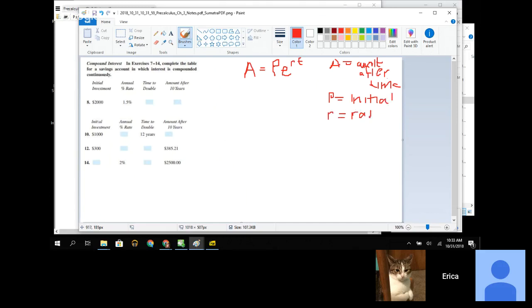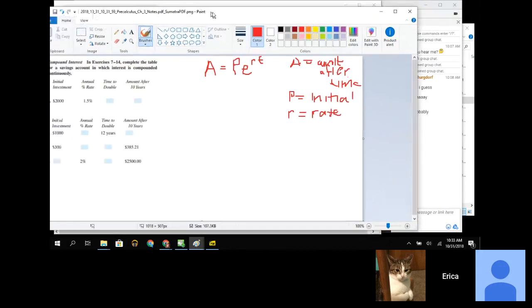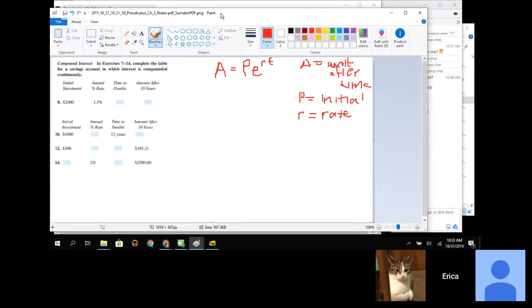And what do we always put rate in? Do we put it in percent or do we put it in a decimal? Percents just look pretty, right? The rates always have to be in a decimal. All right. And T is time in years. Okay. So we have 7 through 15 odd.